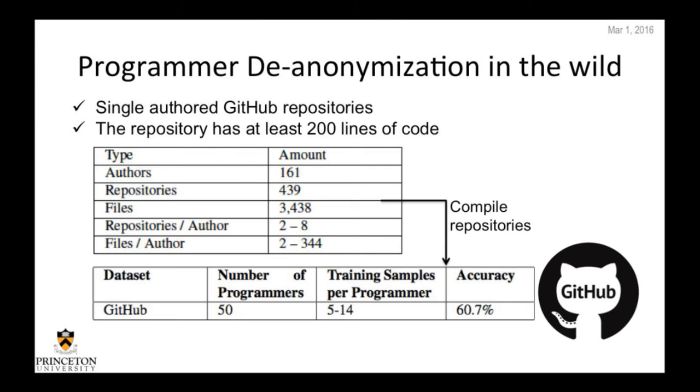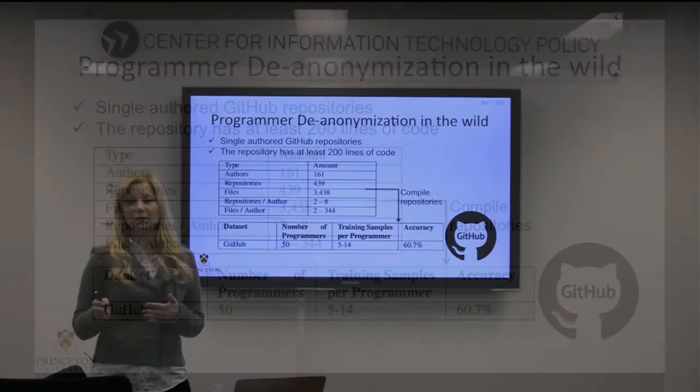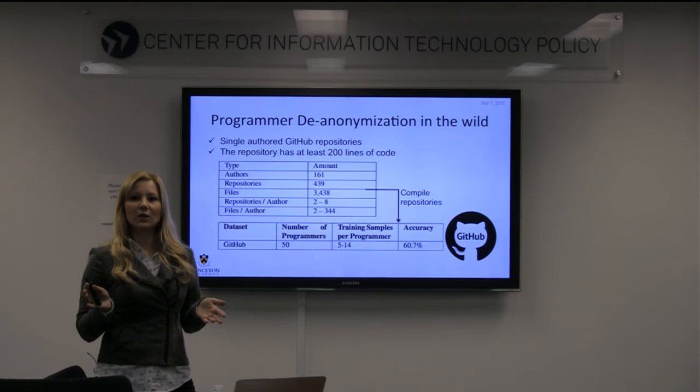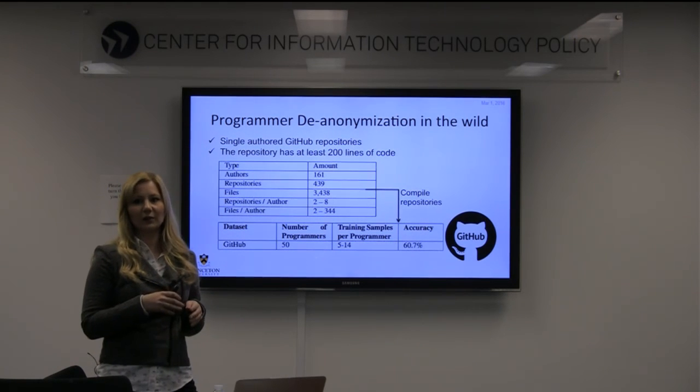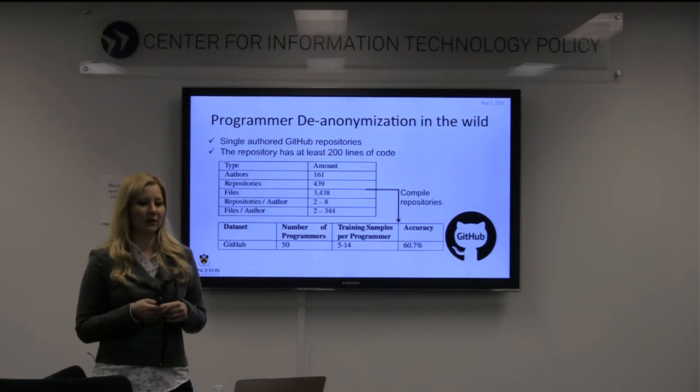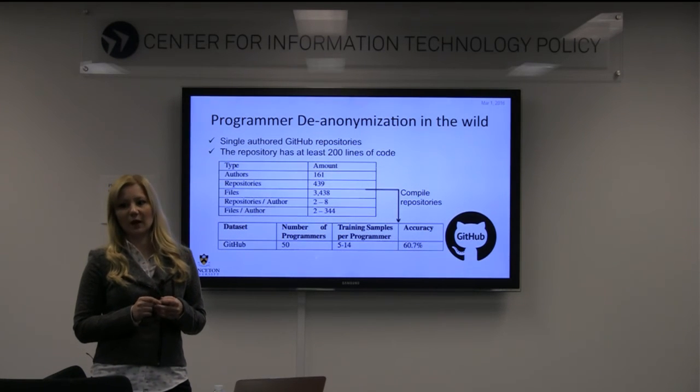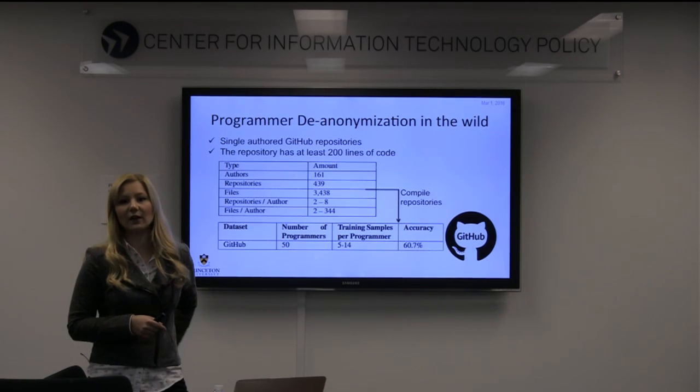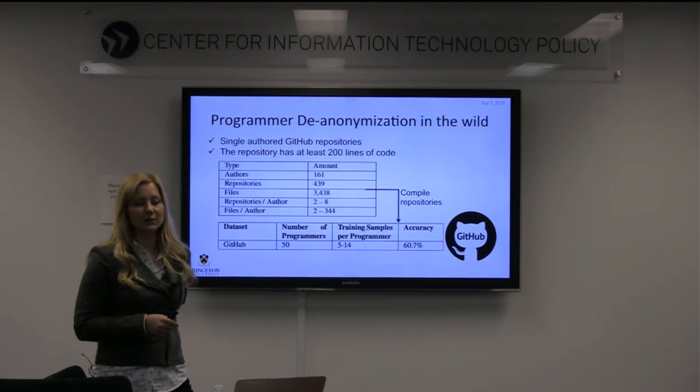90 programmers with hundreds of repositories. And some had like 2 binaries at the end, and some had 20. So we eliminated the ones that had less than 5 and more than 15 binaries, and we were left with a data set of 50 programmers from GitHub. And once we tried to de-anonymize them, we got 61% accuracy in correctly de-anonymizing these 50 programmers.